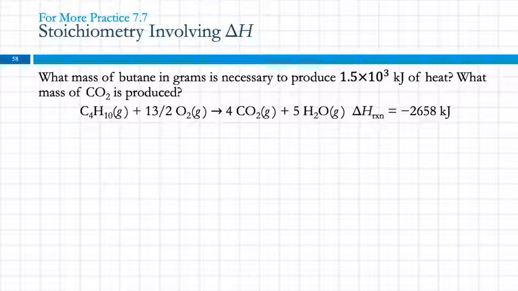Okay, so here's one going the other way. What mass of butane in grams is necessary to produce 1.5 times 10 to the third kilojoules of heat? And then as a side question, what mass of CO2 is produced? So this is stoichiometry again. I'm going to write the 1.5 times 10 to the 3 kilojoules over here with the delta H.